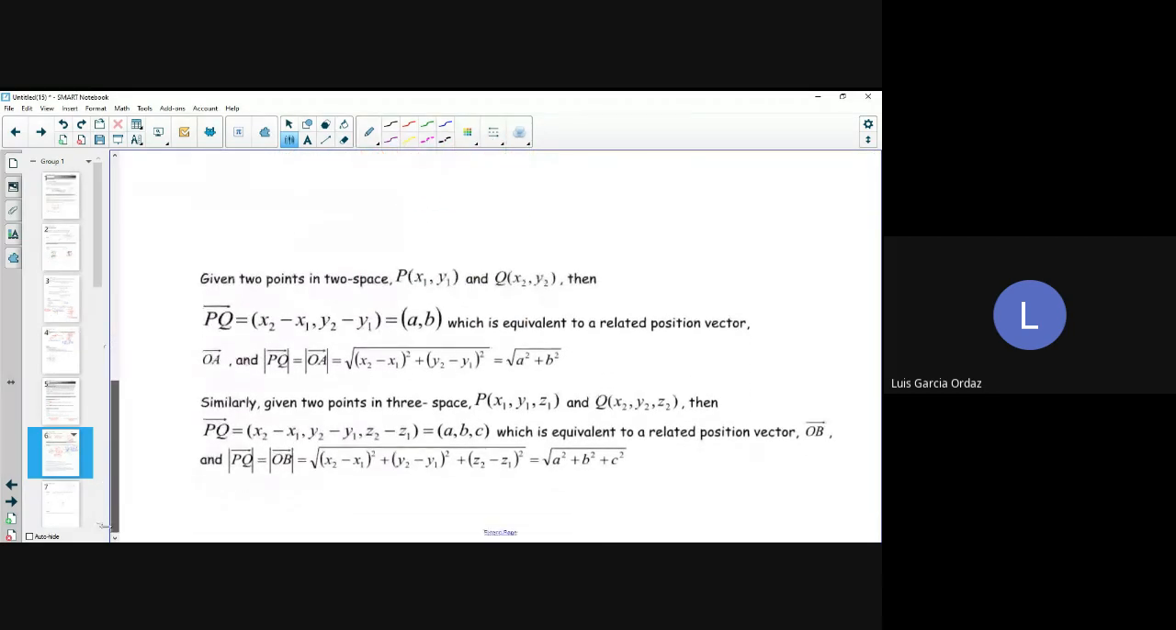So given 2 points in 2D space, P(x1, y1) and Q(x2, y2), we can find the position vector, which is equivalent to a related position vector. So the magnitude of PQ is equal to the square root of (x2 minus x1) squared plus (y2 minus y1) squared, which is the square root of a squared plus b squared. And the same thing can be done with three-dimensional spaces, which means the magnitude of PQ is going to be the square root of a squared plus b squared plus c squared.